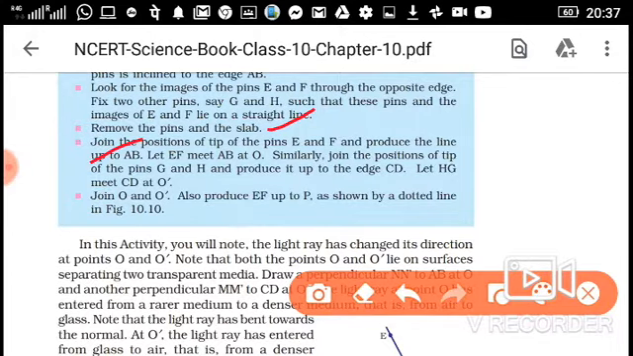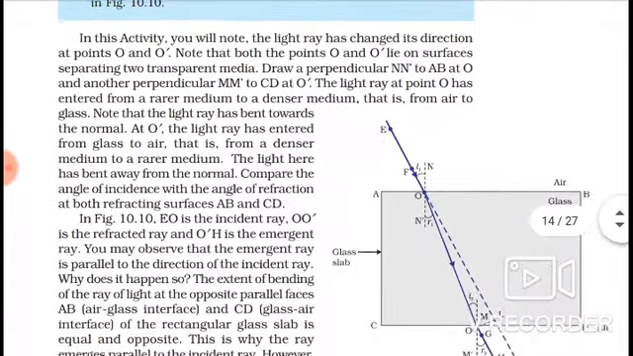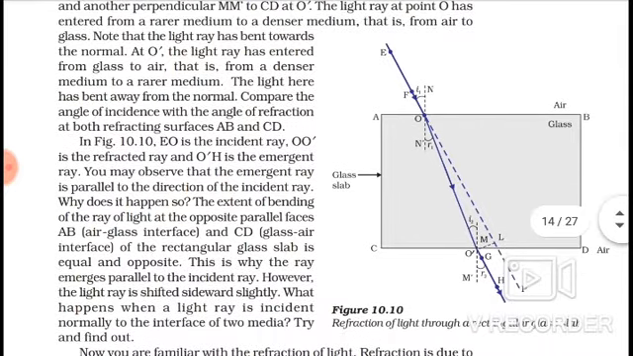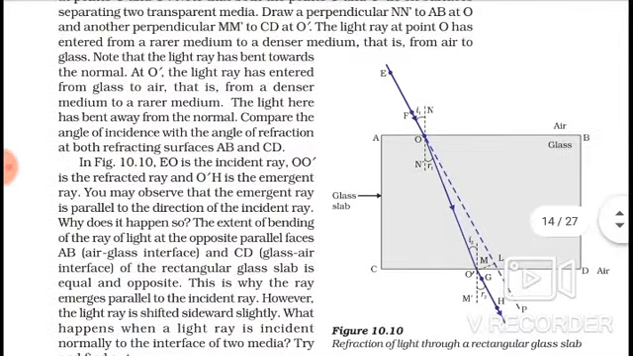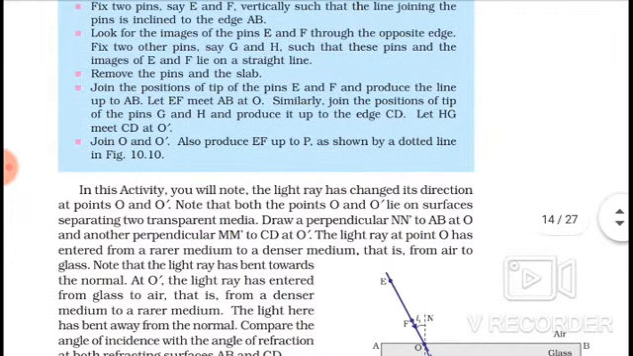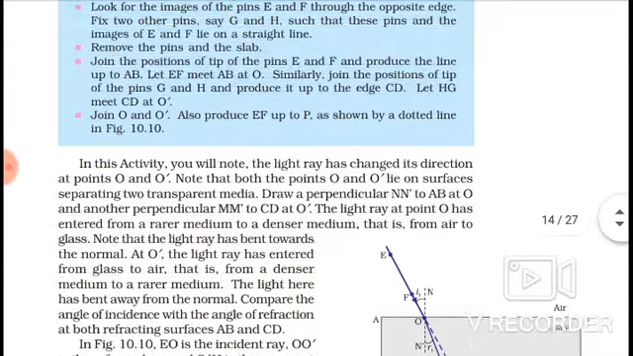Join the positions of the tips of the pins E and F and produce the line up to AB. Okay, up to AB. Join the positions of the tips of the pins E and F and produce the line up to AB.